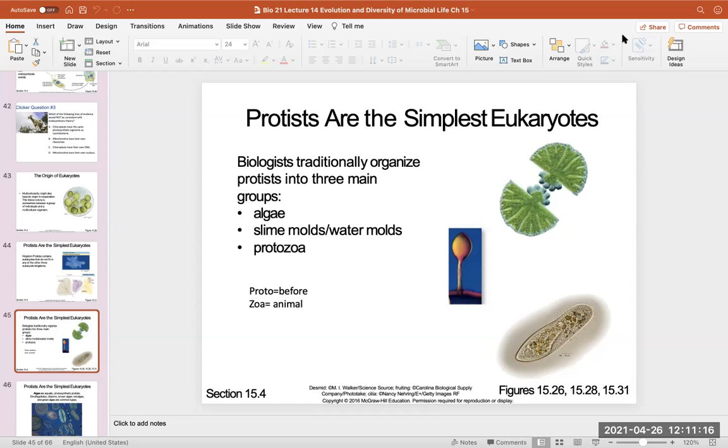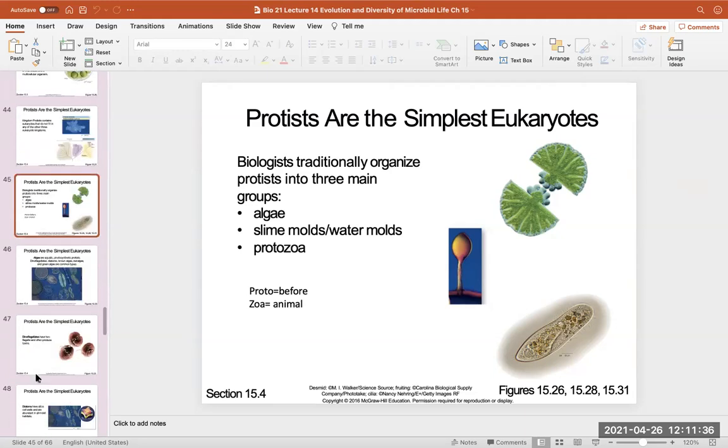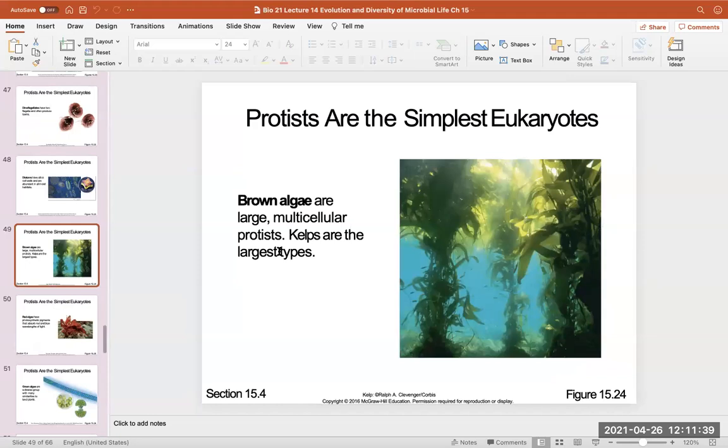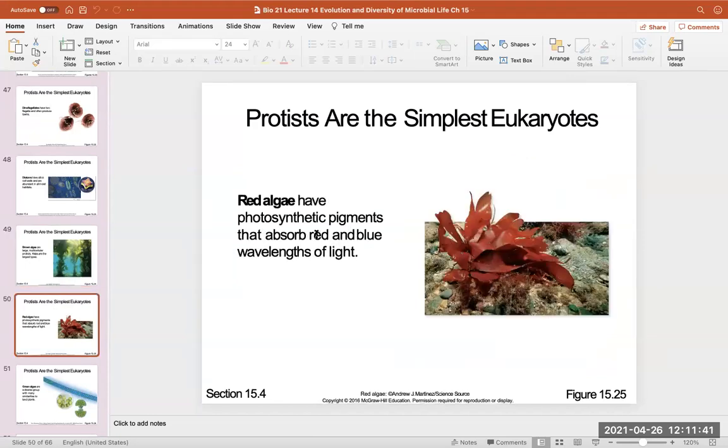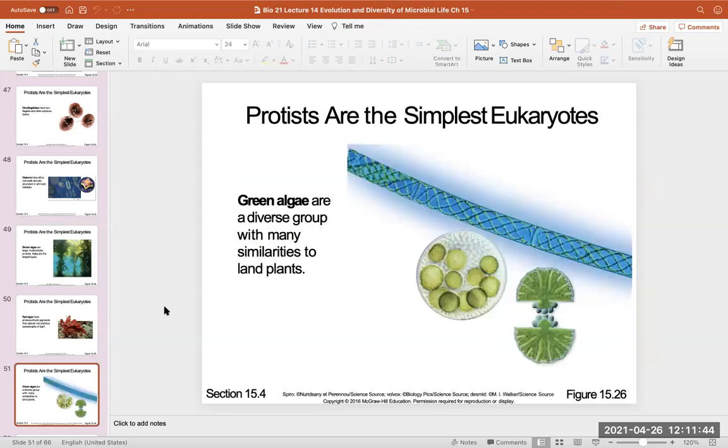Red algae have photosynthetic pigments that help them do photosynthesis using red and blue light. And then green algae are ancestors of land plants. They're similar to land plants. So here we covered brown algae, kelp, red algae, red and blue light, and then green algae. They are very diverse, and I want you to know Volvox. They are ancestors of land plants.